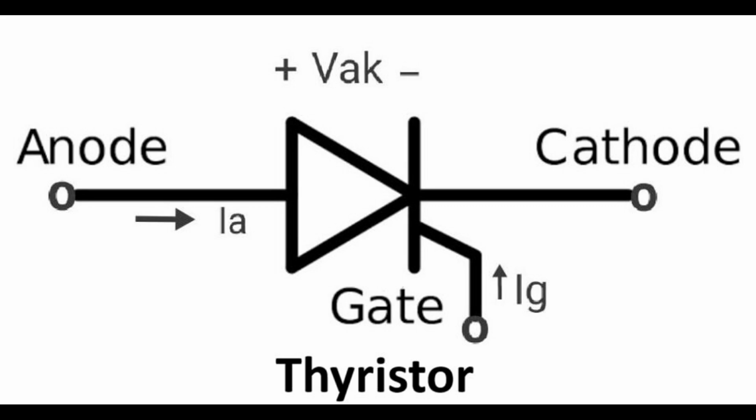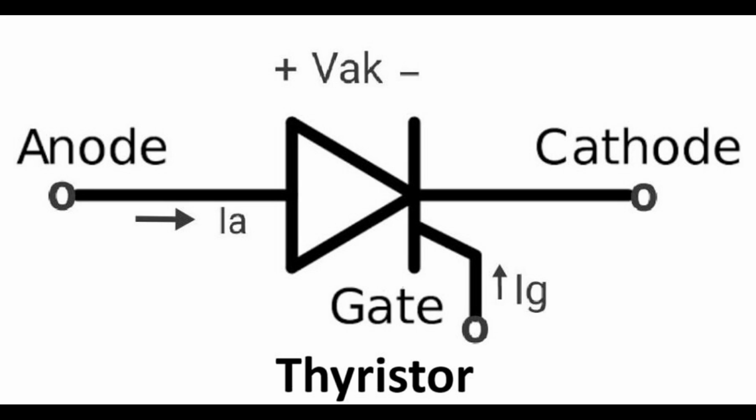The silicon-controlled rectifier, SCR, is a type of thyristor used extensively in power electronics for controlling high voltage and current. It is a 4-layer semiconductor device that acts as a switch, conducting when a gate signal is applied and continuing to conduct until the current through it drops below a certain threshold.